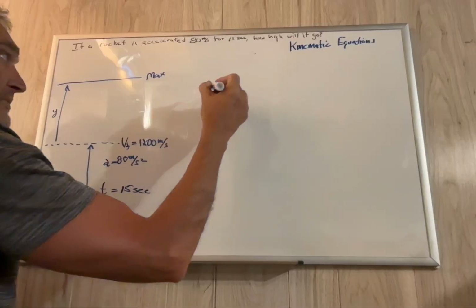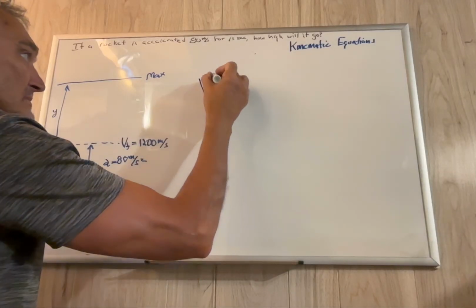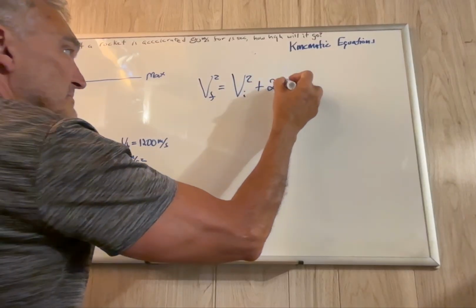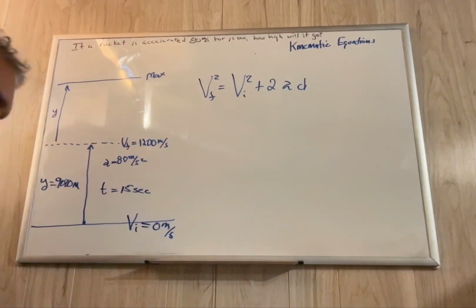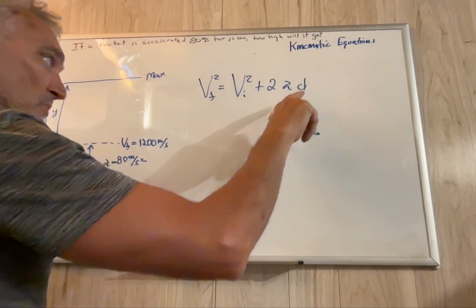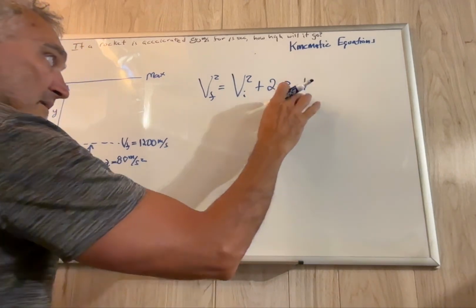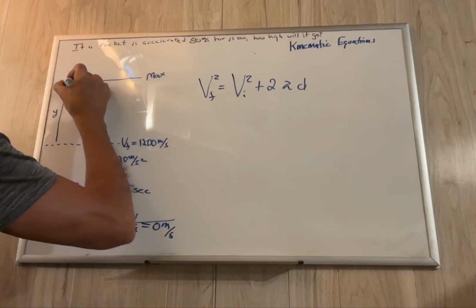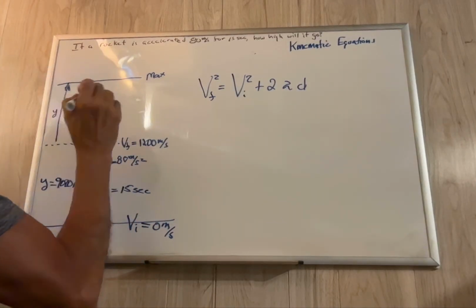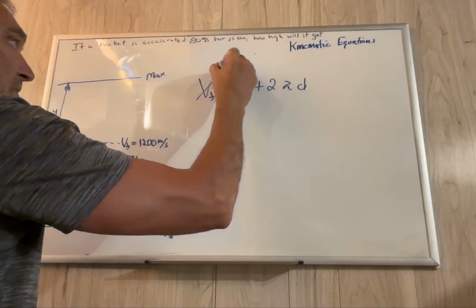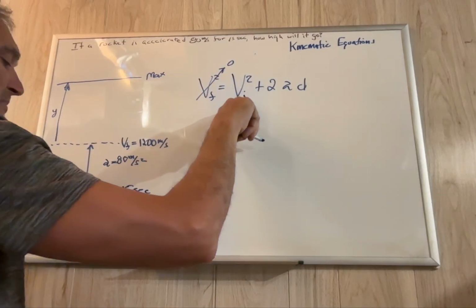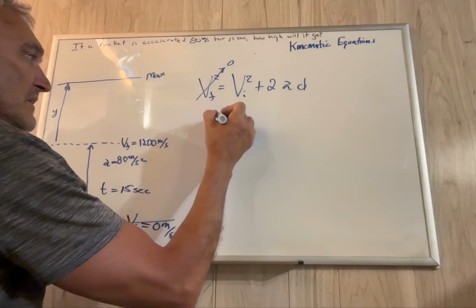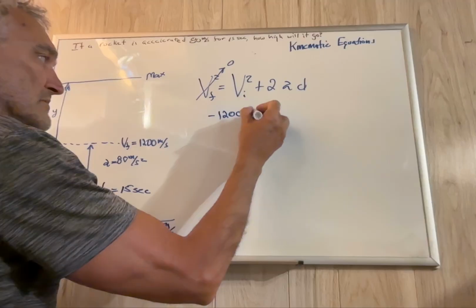So how are we going to find that? We're going to use velocity final squared is equal to velocity initial squared plus 2 times a times d. I think this d is what we're looking for, so we're going to end up solving for this d. I know my velocity final up here, as the rocket comes to a stop up here, is 0. So I need to bring my velocity initial over here, which is going to be a negative, and my velocity initial is 1,200 meters per second. So I know this is negative 1,200 meters per second.